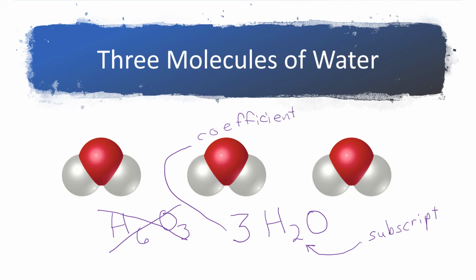To count the atoms that are represented by this expression, what you would do is multiply the subscript times the coefficient. So 3 times 2 would give 6, and 3 times 1 would give 3. So we have 6 hydrogens and 3 oxygens.